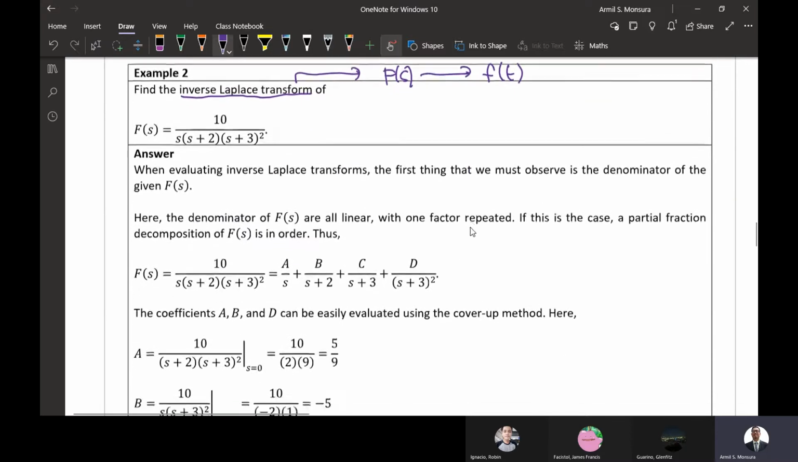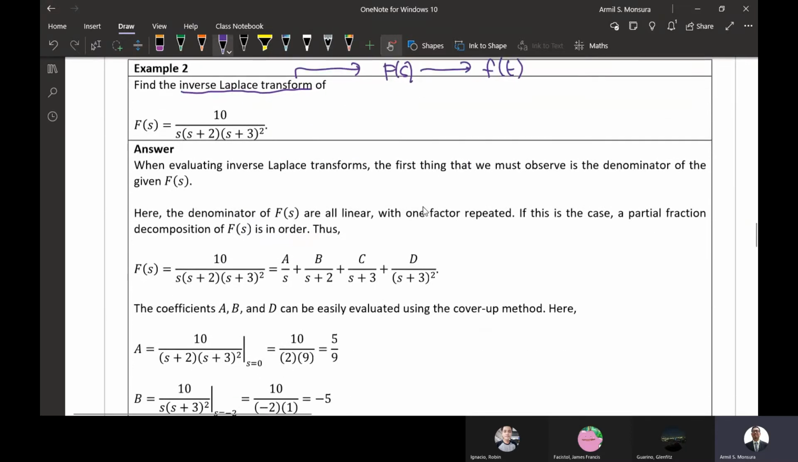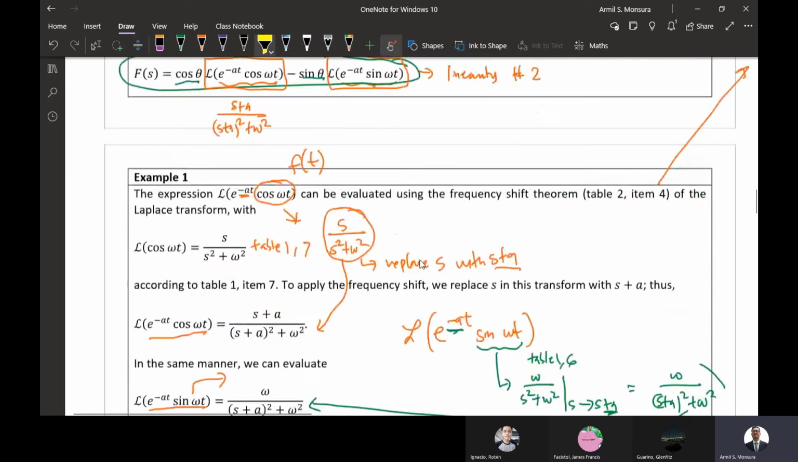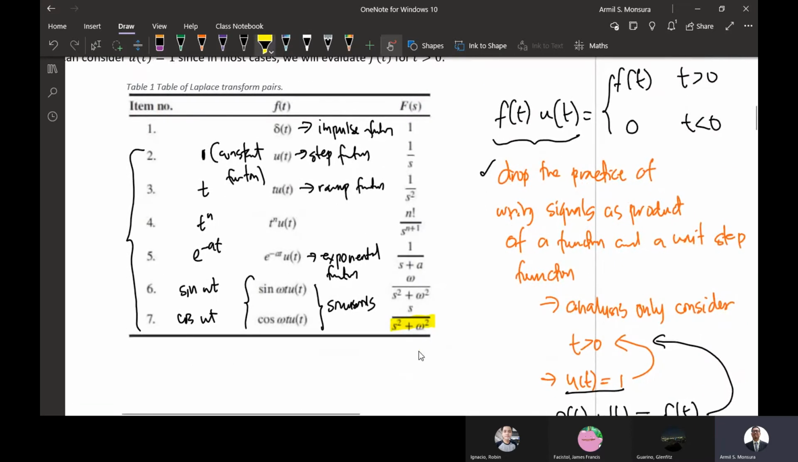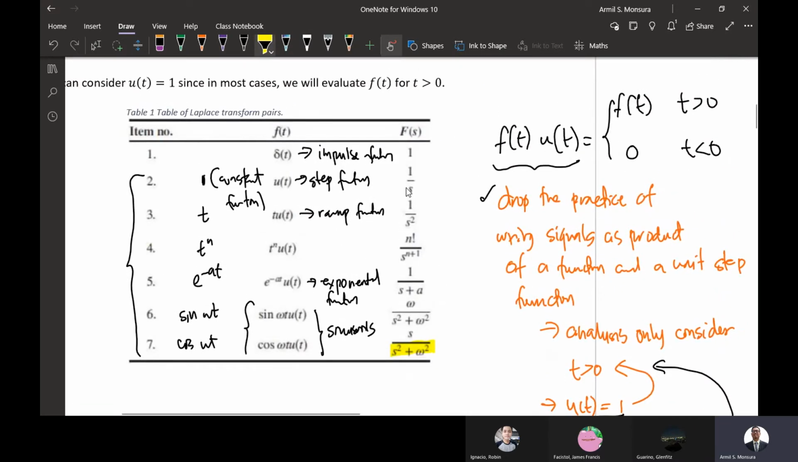Okay. Now, pag inverse Laplace transform yung problem natin, the first thing that you have to observe is the denominator. Okay? So, ano bang meron sa denominator nung Laplace transform nyo? Unang-una, kung mapapansin nyo yung nasa table 1, lahat yan rational function. Okay? Lahat yan rational function. So, dalawa lang naman yung pinalalaglagan yan. Okay? It's either quadratic siya, okay, o kaya linear. Katulad nito, tsaka nito.